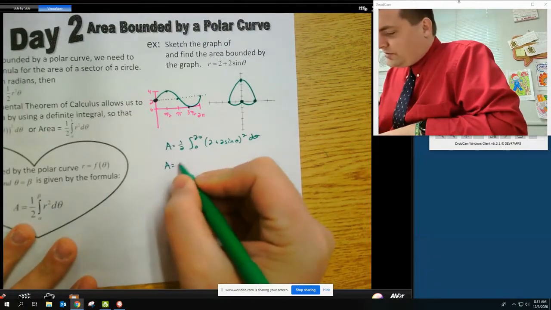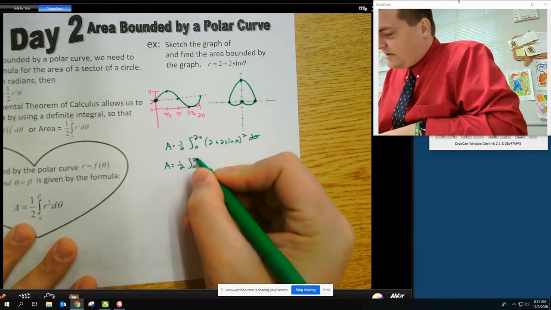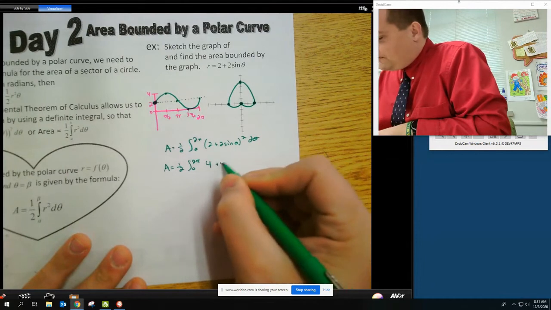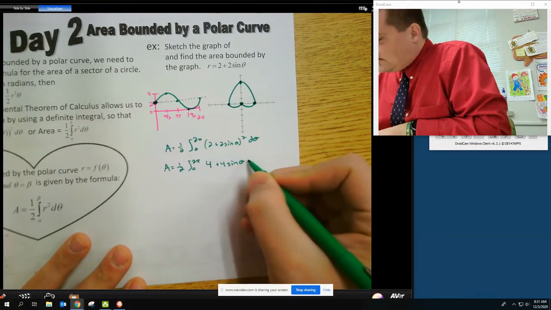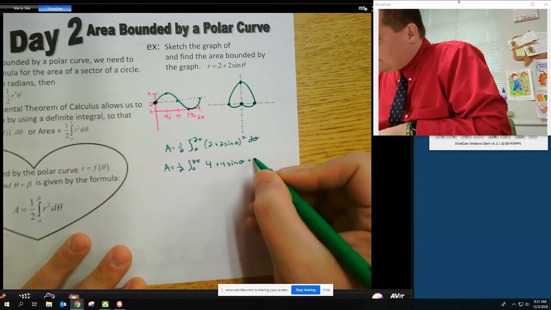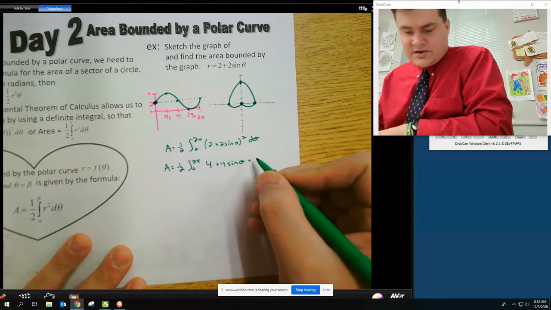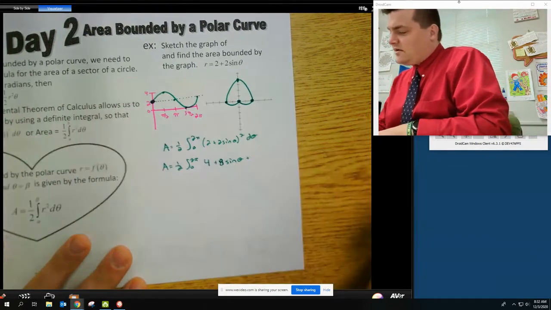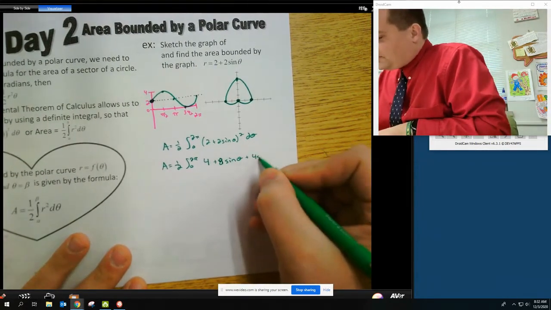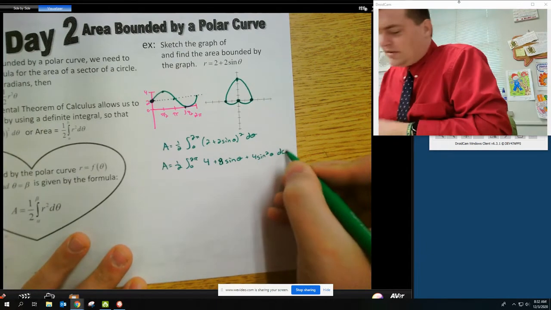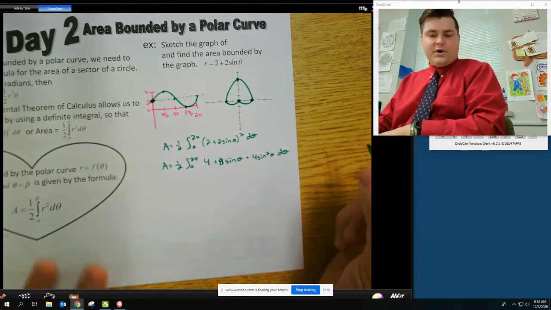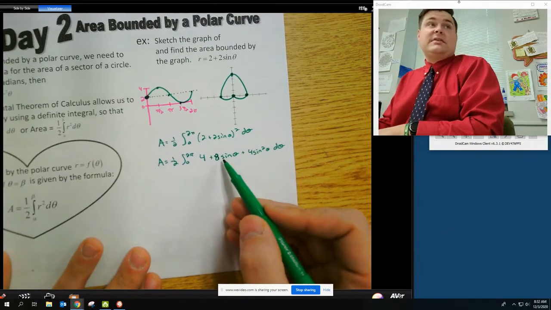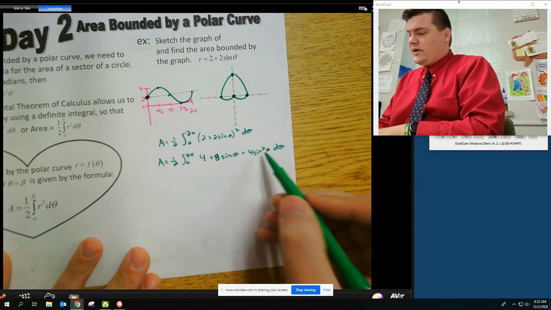So A equals 1/2 integral from 0 to 2 pi. If I were to expand this and distribute, I would get 4 plus 4 sine theta plus, I think I would get 8 actually. I'm lying, 8. Because I'd get 4 sine theta plus 4 sine theta, which is 8 sine theta, plus 4 sine squared theta. And this is all d theta. I'm just double checking my work here. Okay, we're good. So I can integrate the 4, not a big deal. I can integrate the 8 sine, not a big deal. This sine squared, I cannot integrate that.